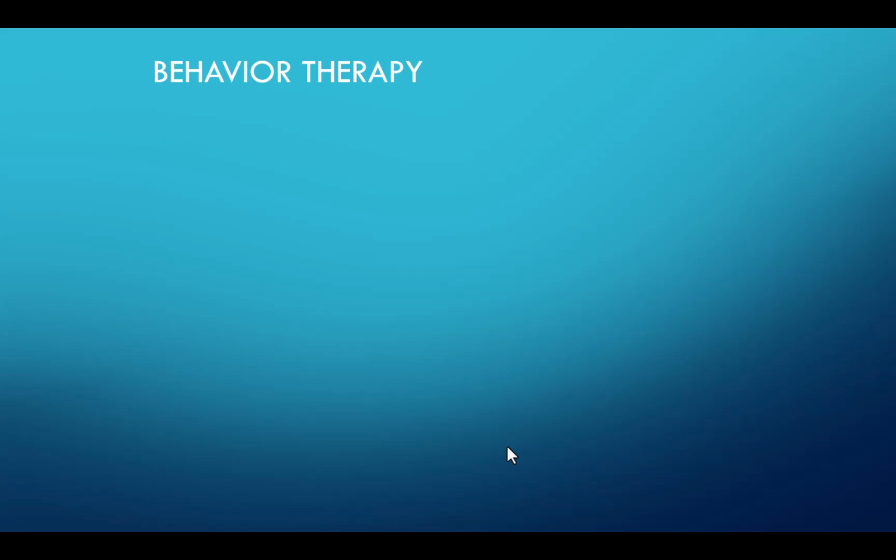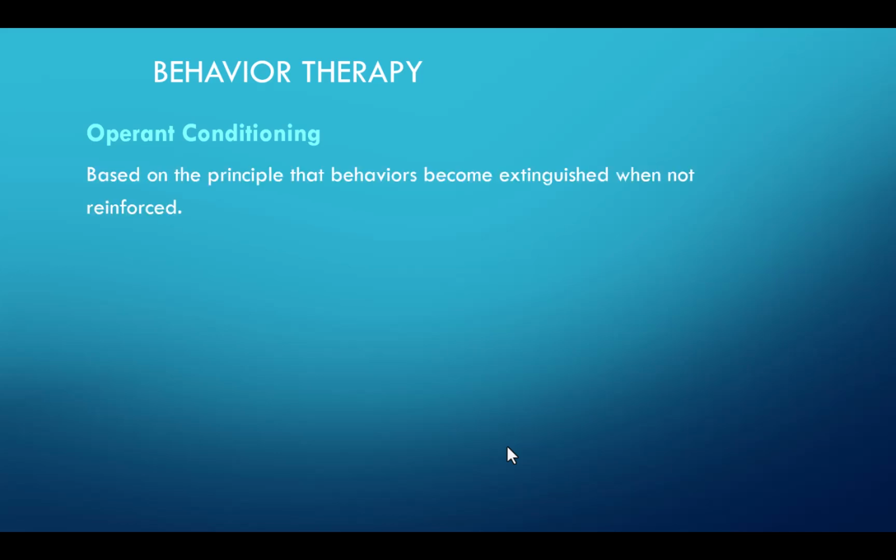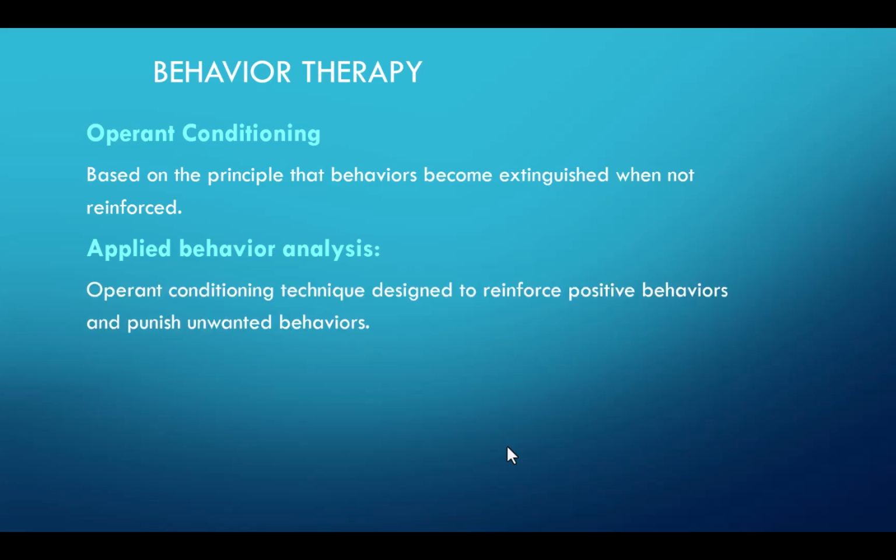Behavior therapy also can use operant conditioning techniques. So operant conditioning techniques used in behavioral therapy are based on the principle that behaviors become extinguished when they're not reinforced. Applied behavioral analysis is an operant conditioning technique that's designed to reinforce positive behaviors and punish unwanted behaviors. It's commonly used to help children with autism. When working with children, of course, child-specific reinforcers are going to be used: stickers, praise, candy, and they're used to reward and motivate autistic children when they demonstrate desired behaviors.